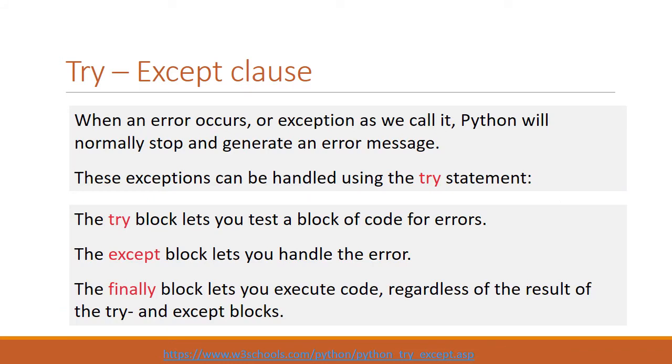When an error occurs, or an exception as we call it, Python will normally stop the execution of the program and generate an error message that's displayed to the user. These exceptions can be handled more gracefully by using a try statement. The try block lets you test a block of code for errors. The except block lets you handle the error. The finally block lets you execute code regardless of the results of the try and except blocks.